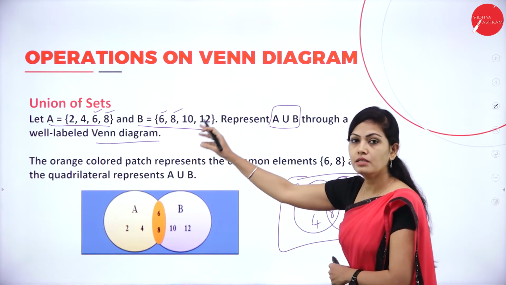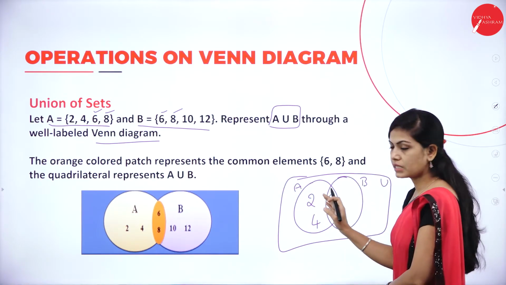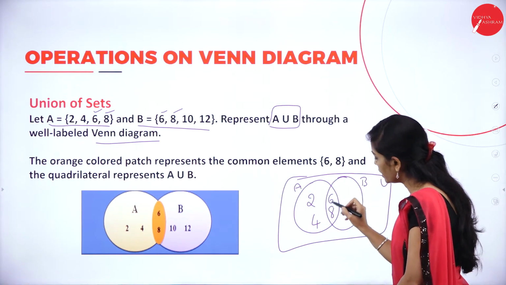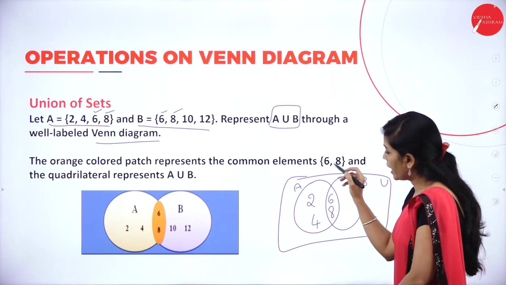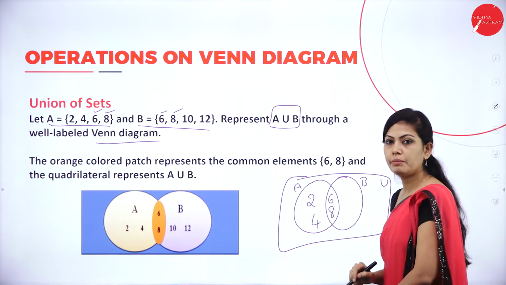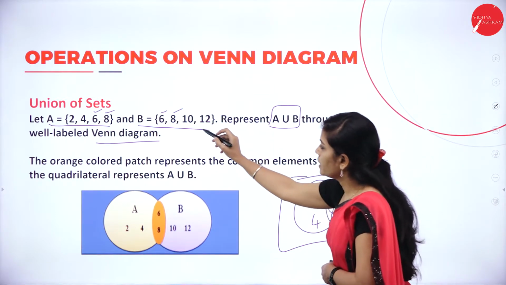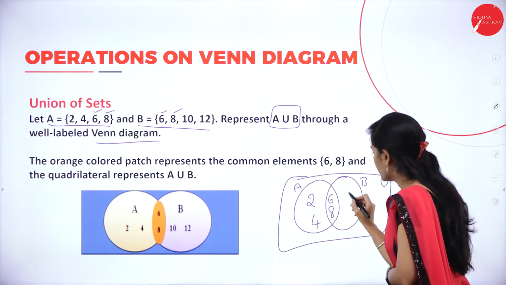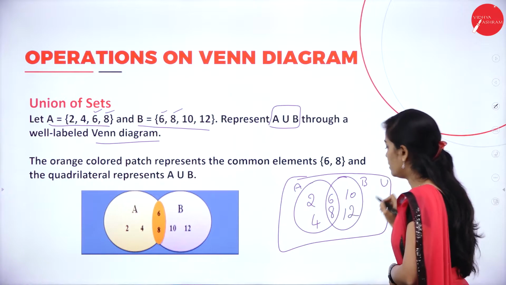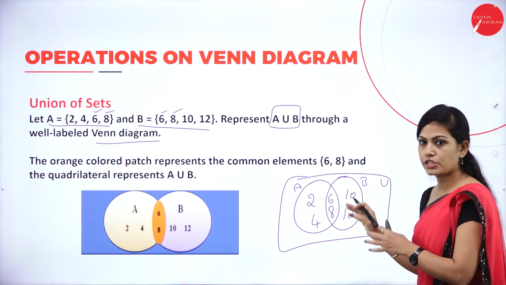First, I will write the common element in both the sets. The common elements are written in the overlapping area. The remaining elements of set A are 2 and 4, and the remaining elements of set B are 10 and 12. So this is the representation of sets.